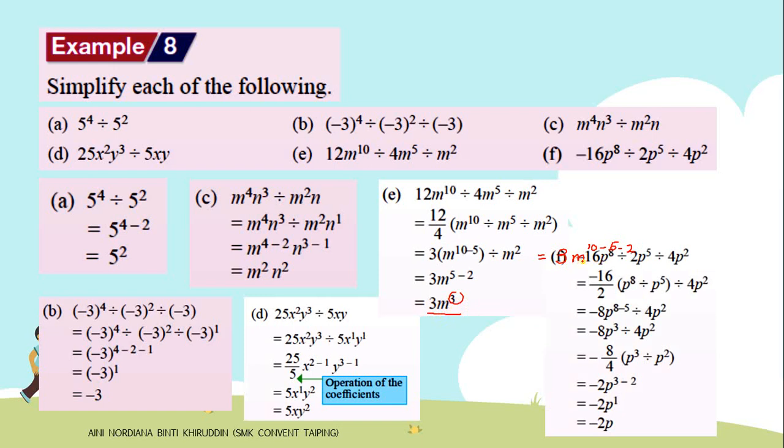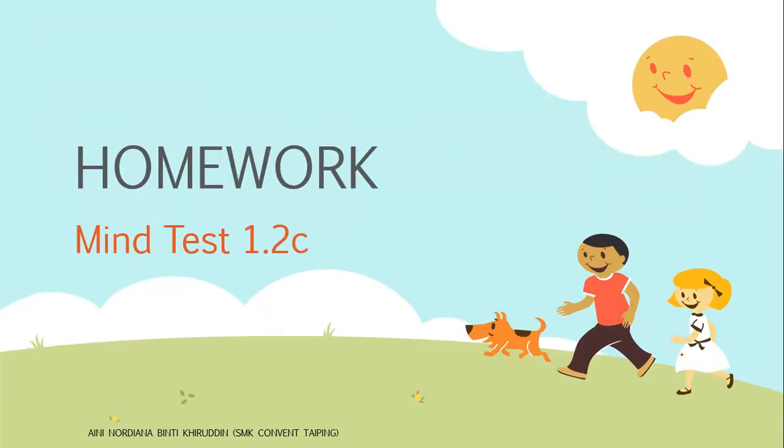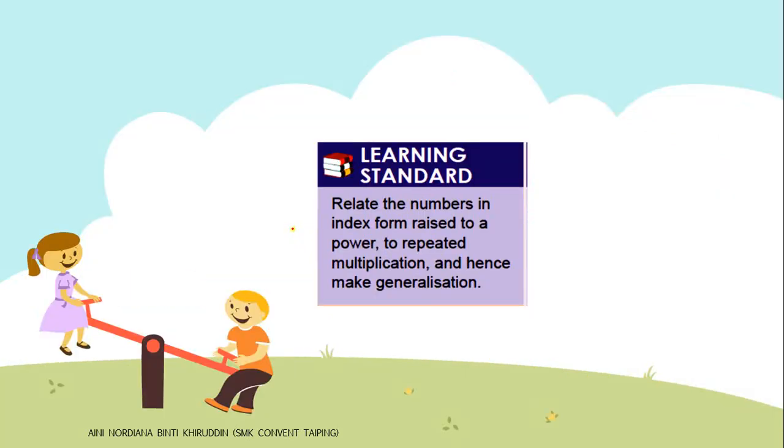So for example F here, negative 16 divided by 2 first. We solve one by one. So negative 16 divided by 2 first. And then p, 8 minus 5. Negative 16 divided by 2 is negative 8. And once you finish this, then you divide by 4p squared. So negative 8 divided by 4, p cubed divided by p square. So this is the final answer. So this is your homework, test 1.2c.